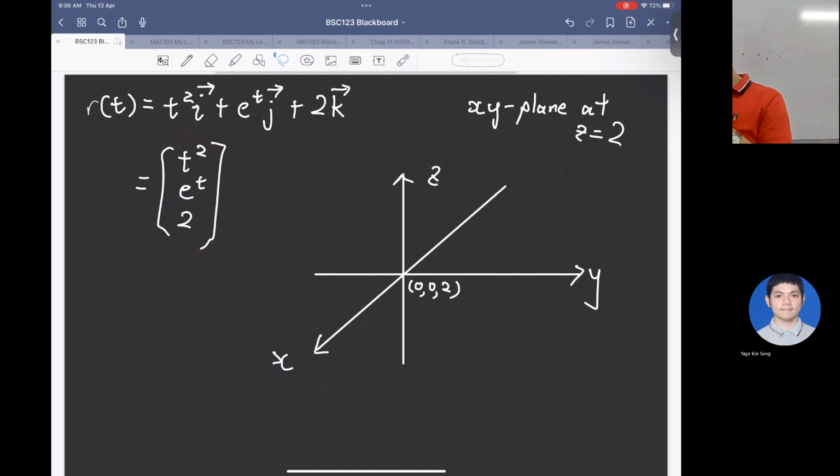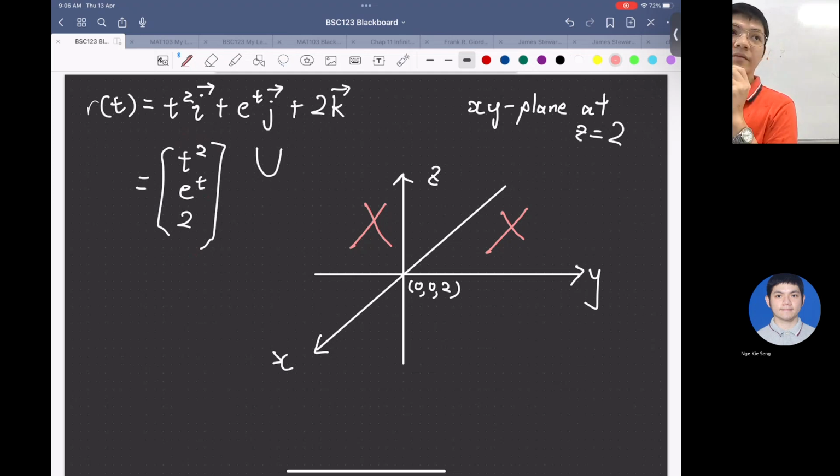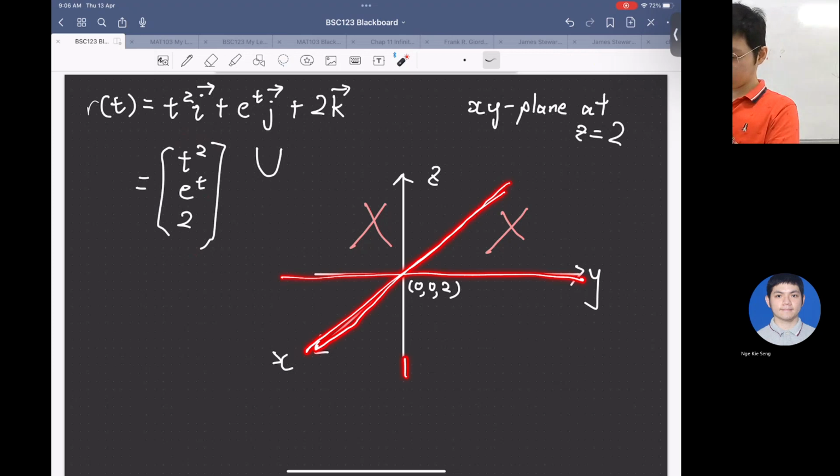So we notice that t squared alone is a positive function. So in the x variable, you will only get positive numbers. Meaning we don't want the negative region here. So this one needs to follow my orientation here: negative to positive, negative to positive, negative to positive. This is the meaning of the arrow. So far okay?